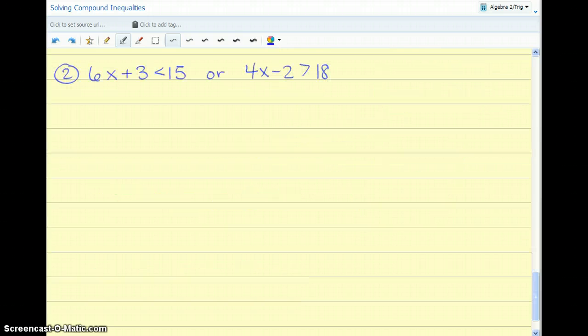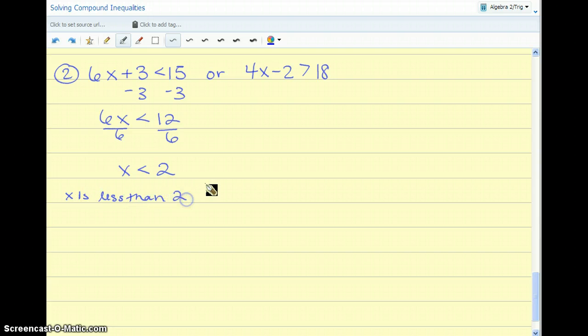Now we're going to go through a second example. This is an or example. An or is saying you could have one or the other or both. So you again solve each one separately. It's never going to be combined together into one line inequality. So you first subtract your 3 just like you would when you're solving a linear equation. So it's less than 12. Then you divide by 6. So x is less than 2.